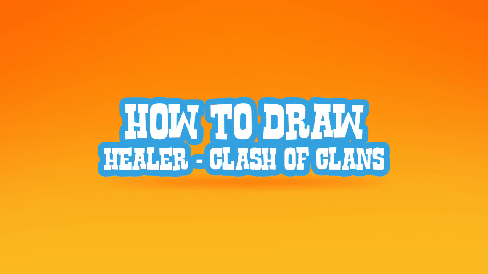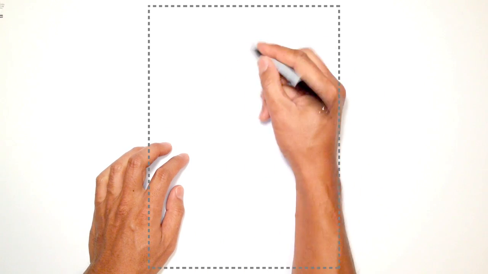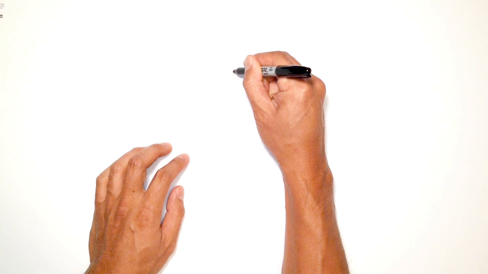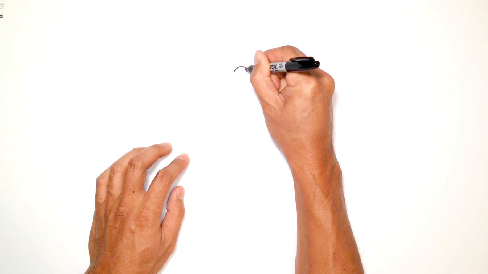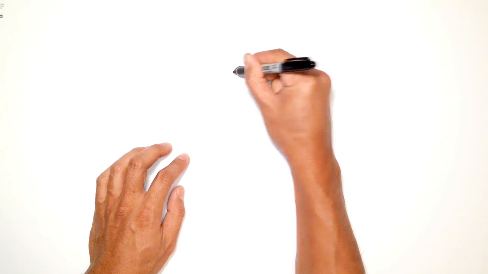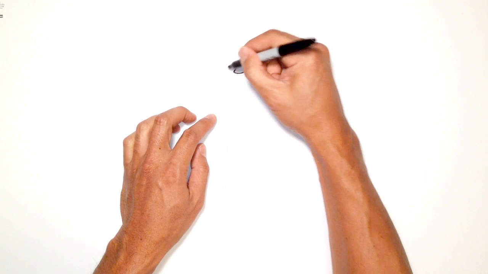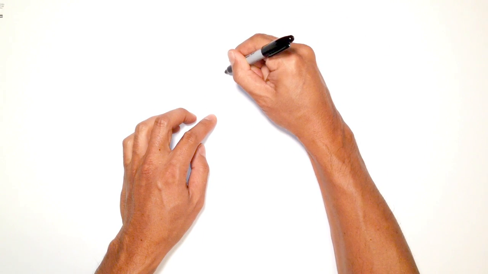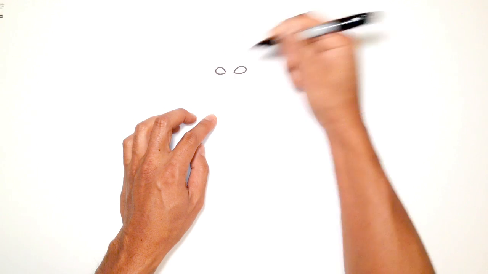Hey there, today I'm going to show you how to draw a healer from Clash of Clans. So we're going to start on the right side of the face with the eye. And what the eye looks like is basically a point in the middle that kind of curves up and around, kind of like a watermelon seed. Then we're going to move over to the left side and do the same thing but flipped over. So we'll draw a point and we'll draw a curve that goes up and around and back to that point.